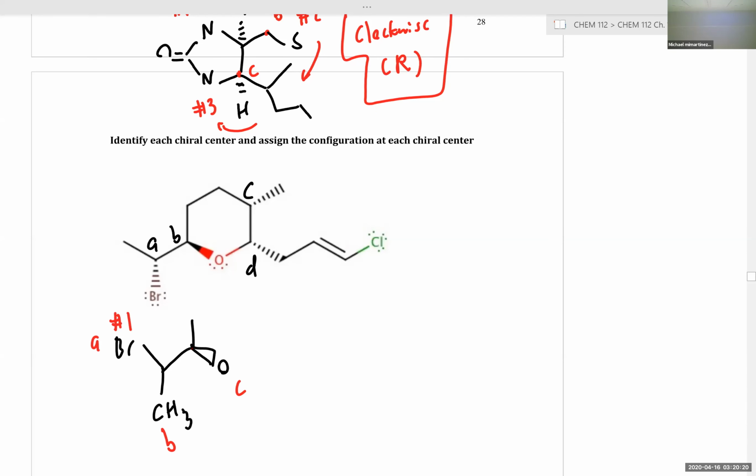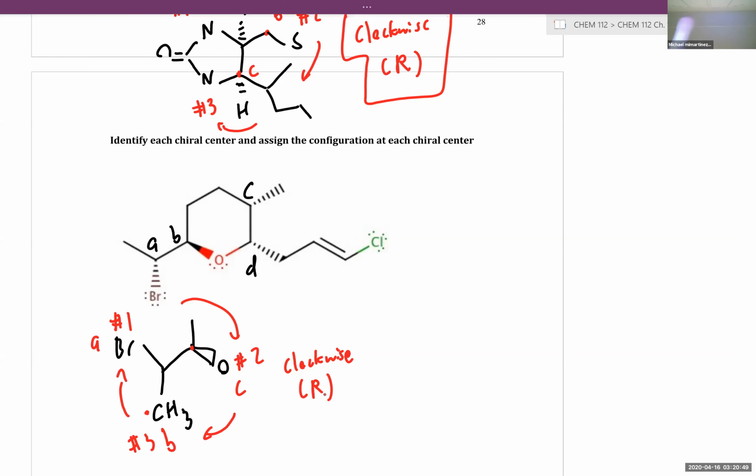What's the next highest? So if we compare our two carbons, which group gets the next highest priority? C, exactly right. And then finally B, we draw an arrow going from highest to lowest priority. So this is clockwise. So we assign this stereocenter as R. Is everyone comfortable with that so far?